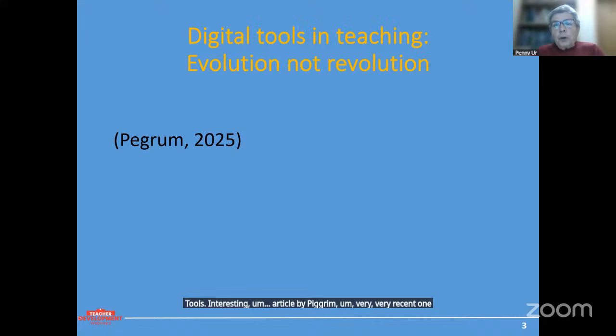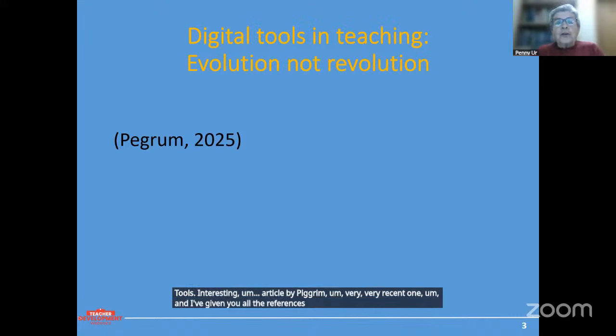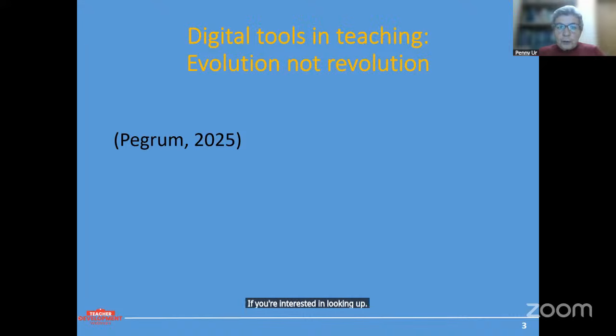An interesting article by Pigram, a very, very recent one. And I've given you all the references at the end of this presentation, so you'll be able to read yourselves if you're interested in looking up the articles or books which I mentioned.